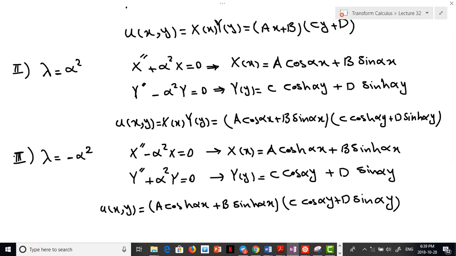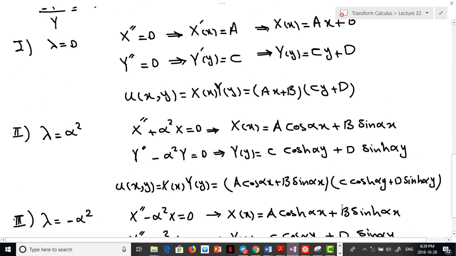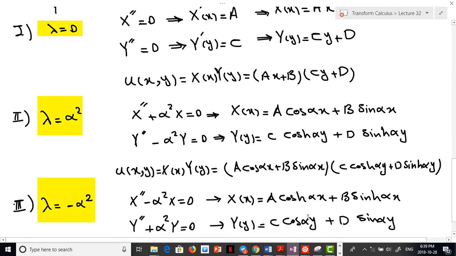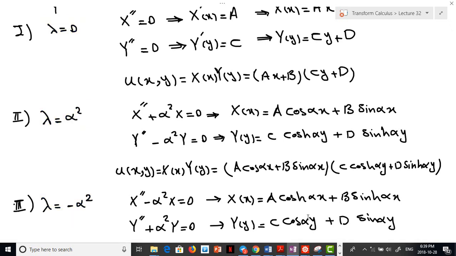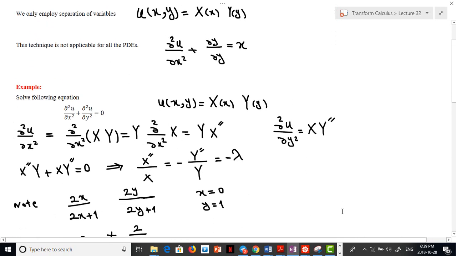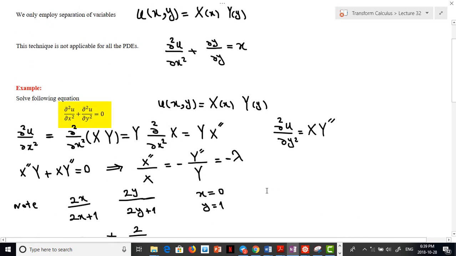But the question is that when lambda is equal to 0, when it's equal to a positive number, and when it's equal to a negative number, they all depend on the boundary conditions and the initial conditions. I'm going to talk about it in the next lecture. So we could solve this given partial differential equation using separation of variables.